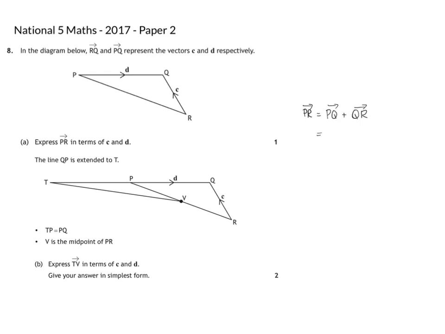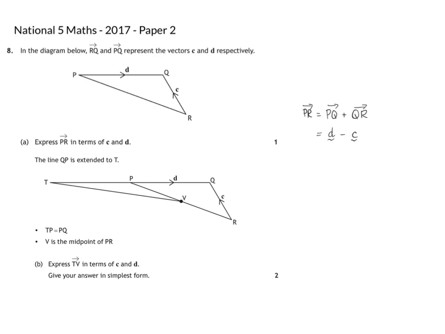So looking from P to Q, I'm going with the flow of my arrow, so it's plus, which is fine. So that is D. But then for Q to R, I'm going against the flow of the arrow, so that means I'm doing the negative of the vector. So in that case, I'm doing take away C.